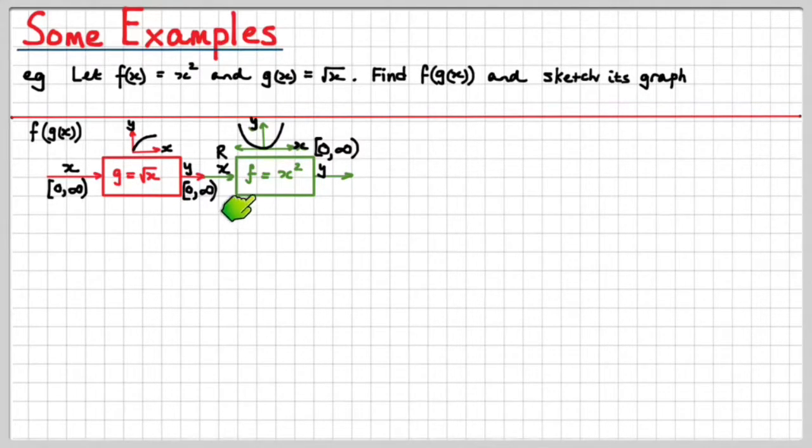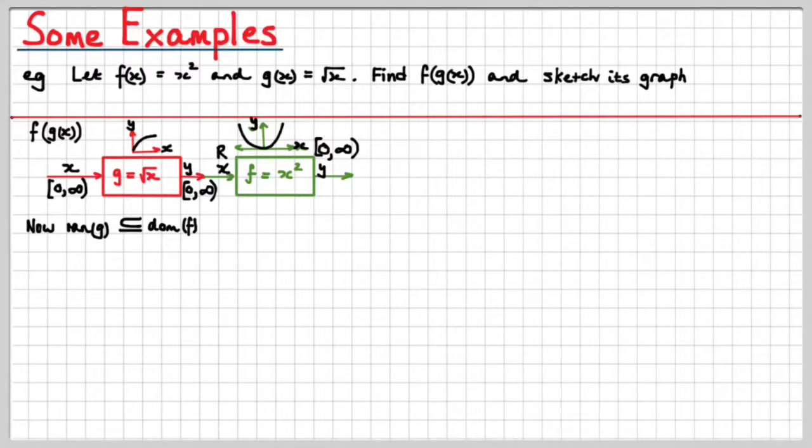Without any influence from g of x, its normal domain would be all real numbers, wouldn't it? Yeah? It's just a quadratic. And its range would be also from 0, including 0, up to infinity. Alright? Now we've got to examine any compatibility issues which might exist here.